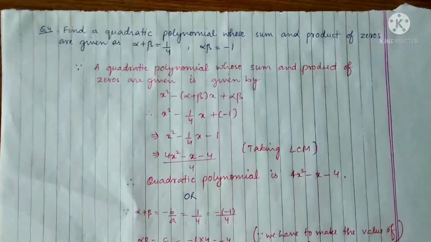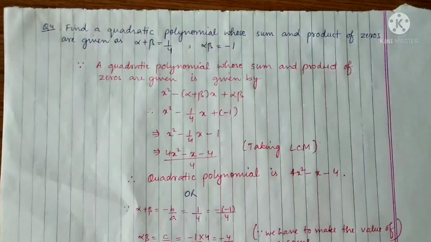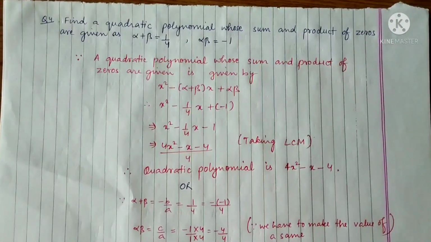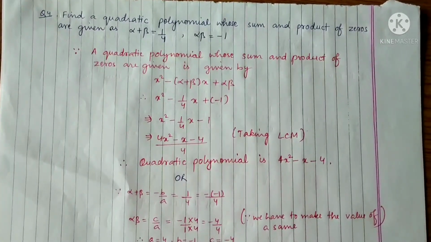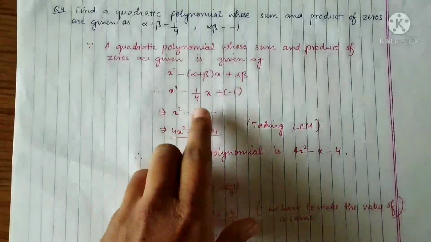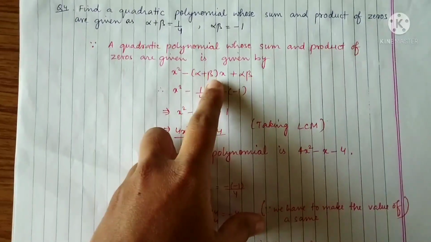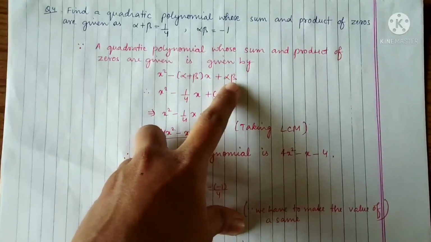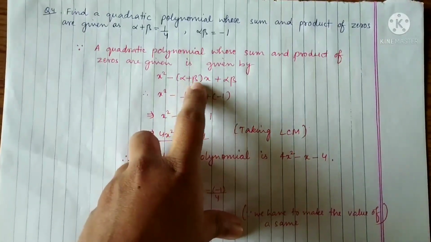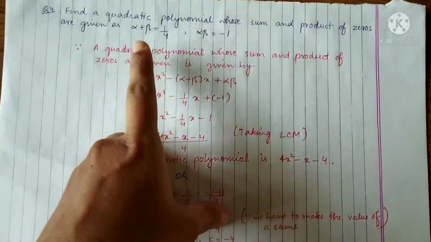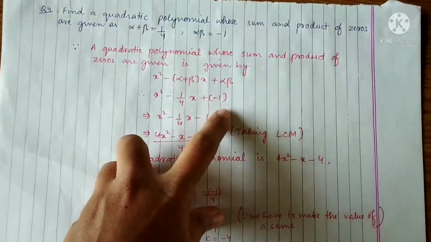हमें एक क्वाड्रेटिक पॉलिनोमियल फाइंड करना है जिसमें सम ऑफ जीरोस गिवन है और प्रोडक्ट ऑफ जीरोस गिवन है. तो हमने सीधे सीधे पढ़ा था कि अ क्वाड्रेटिक पॉलिनोमियल जिसके सम और प्रोडक्ट ऑफ जीरोस गिवन है वो कैसे दे सकते हैं हम, एक्स स्क्वायर माइनस अल्फा प्लस बीटा ऑफ एक्स प्लस अल्फा बीटा. मीन्स कांस्टेंट टर्म तो क्या हो जाएगी, प्रोडक्ट ऑफ जीरोस, और एक्स का कोफिशिएंट क्या हो जाएगा, सम ऑफ जीरोस. तो व्हाट वी हैव डन हियर इज वी हैव सिंपली सब्स्टिट्यूटेड सम ऑफ जीरोस एंड प्रोडक्ट ऑफ जीरोस इन दिस.